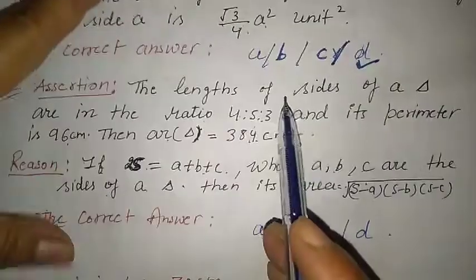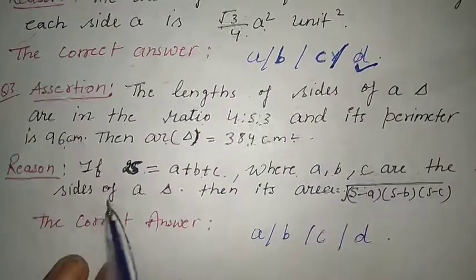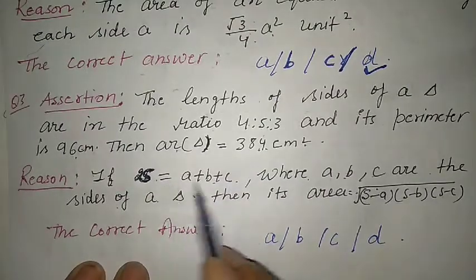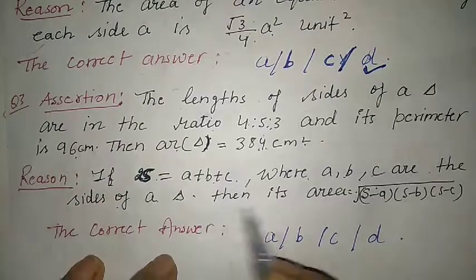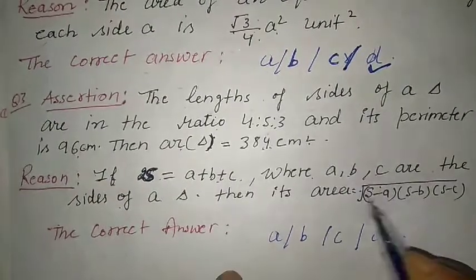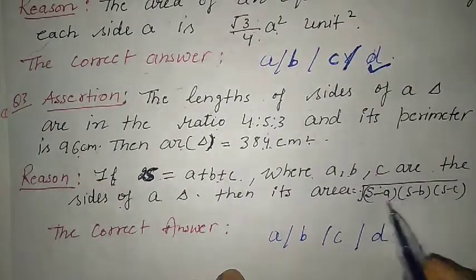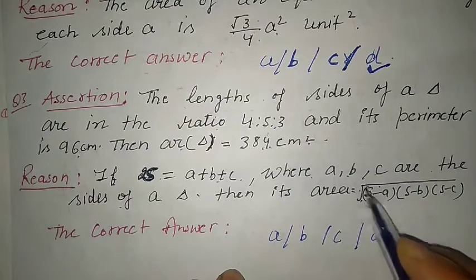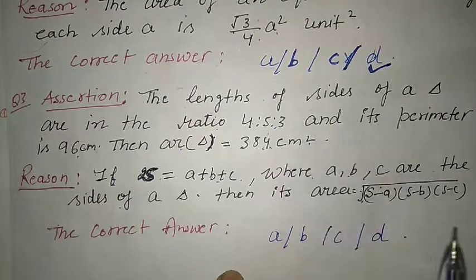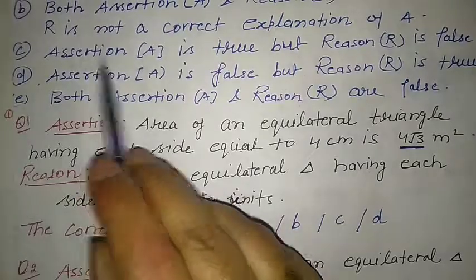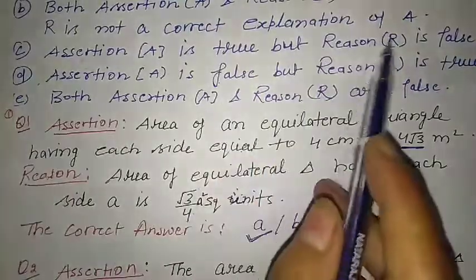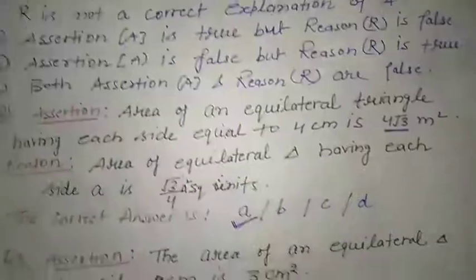It means the first part, assertion, is true. Now we have to check the second part. If 2s is a plus b plus c, where a, b, c are the sides of a triangle, then its area is under root s minus a, s minus b, s minus c. You can see the formula is wrong; s is missing here. It means the second part, the reason, is wrong. So what is the correct answer? Assertion A is true, but reason R is false. So C part is correct.